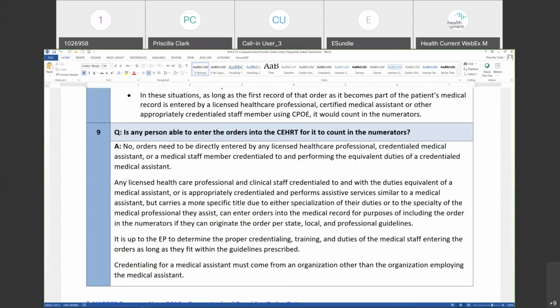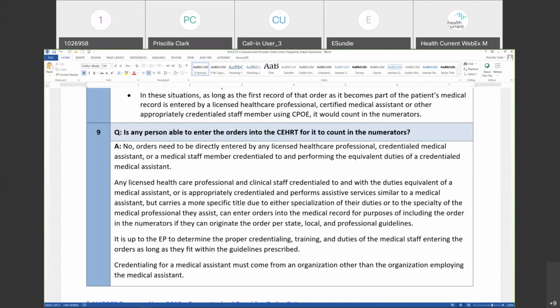Any licensed healthcare professional and clinical staff credentialed to and with the duties equivalent of a medical assistant, or who is appropriately credentialed and performs assistive services similar to a medical assistant but carries a more specific title due to either specialization of their duties or to the specialty of the medical professional they assist, can enter orders into the medical record for purposes of including the order in the numerators if they can originate the order per state, local, and professional guidelines.